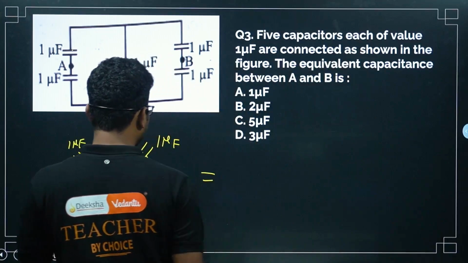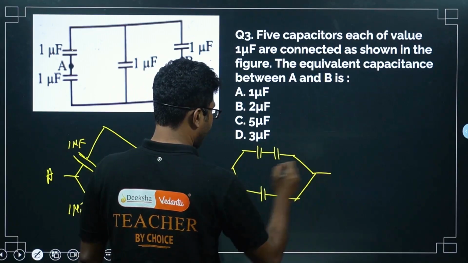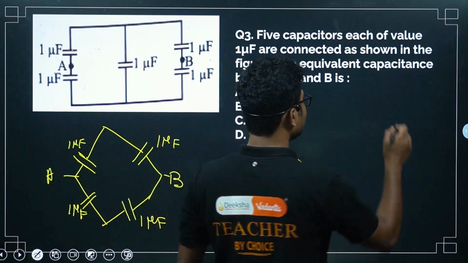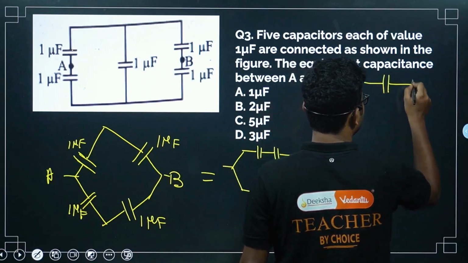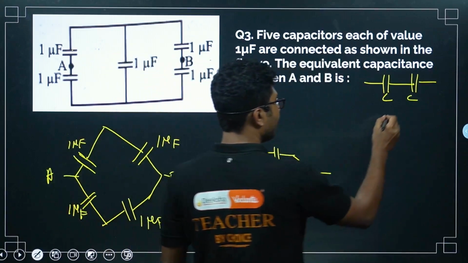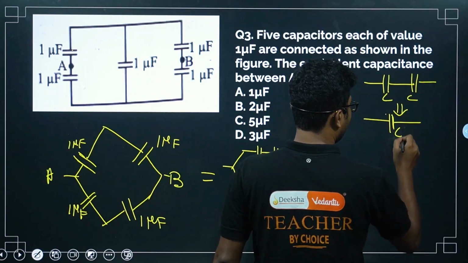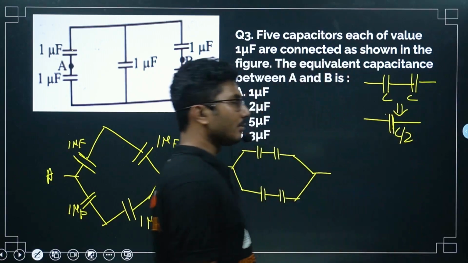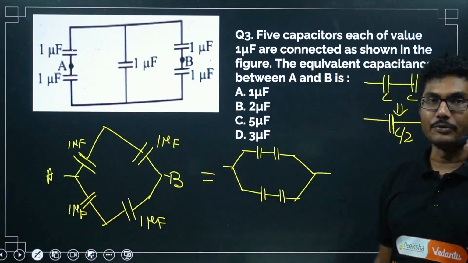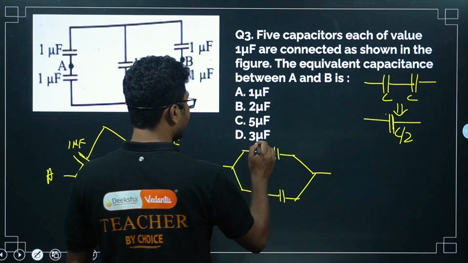Now the equivalent circuit will become two capacitors in series, then the rest of them in parallel. You should remember that if two capacitors C and C have the same capacitance and are connected in series, then their equivalent capacitance is basically what? It is C by 2. When two equal capacitors are connected in series, the equivalent is C by 2. This is a shortcut method. If you know this, you use it. Otherwise, you can use the standard law, but that will take longer.